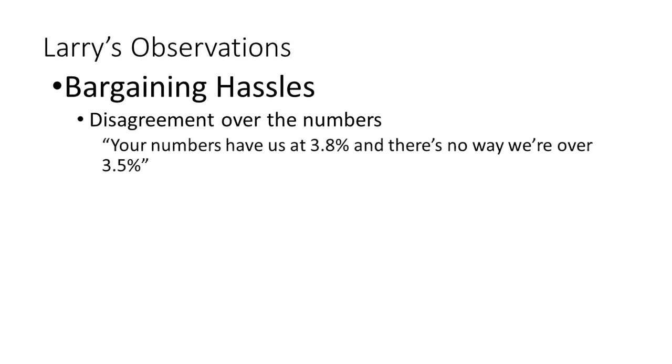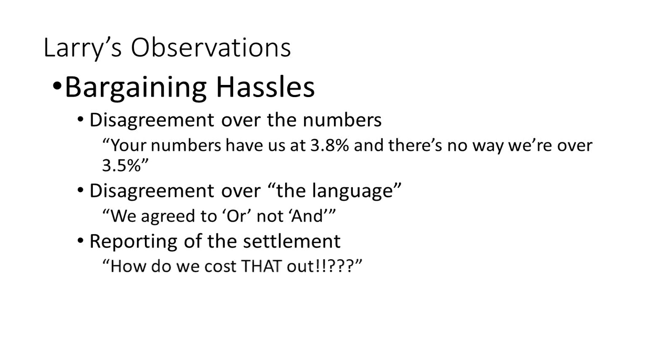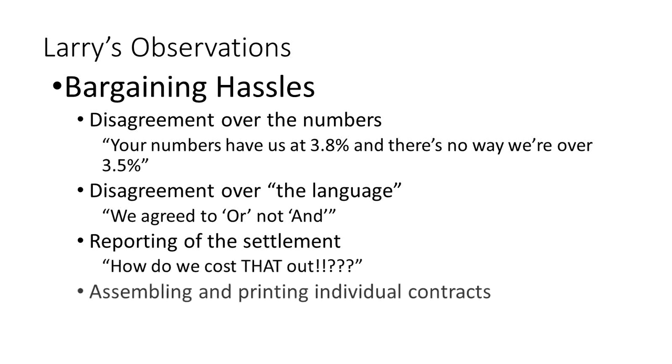Let's talk about some observations that I have about hassles that I've heard people express over the years about the bargaining process. Number one is disagreement over the numbers, and you probably have all heard this: your numbers have us at 3.8, but there's no way we're over 3.5%. We've got disagreements over language, and in some cases I've heard, well, we agreed to "or," not "and." Reporting of the settlement, how do we cost that out? I've heard that probably, this is for the business managers mostly out there.